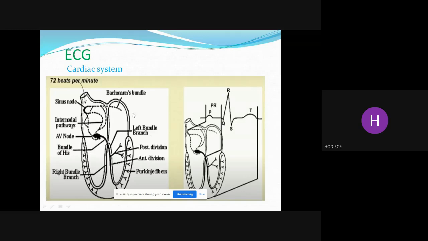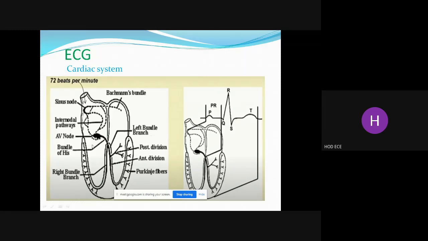Okay, and when it is compressed, the blood will be pumped downwards, from the right atrium to the right ventricle, and from the left atrium to the left ventricle. Okay, when these ventricles are compressed, the blood in the right ventricle will be supplied to the lungs, which is rich in carbon dioxide, and the left ventricle is going to supply the blood to the various parts of the body.